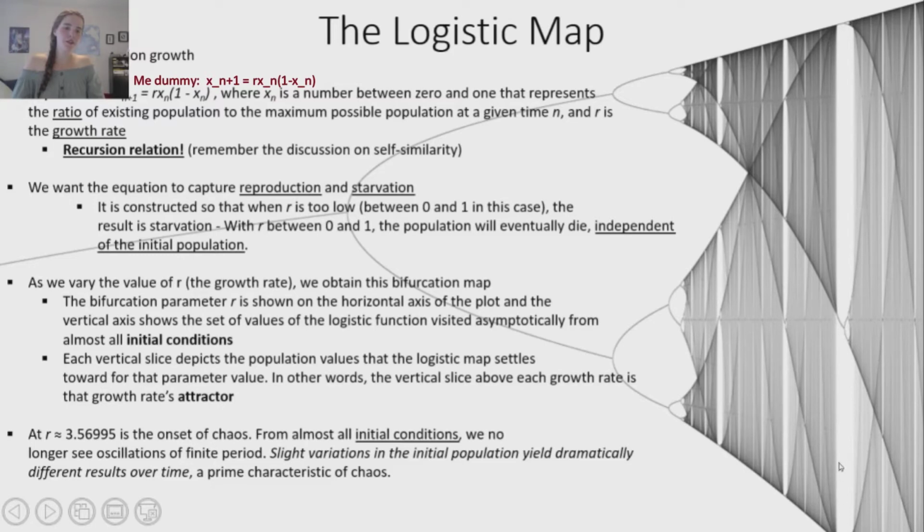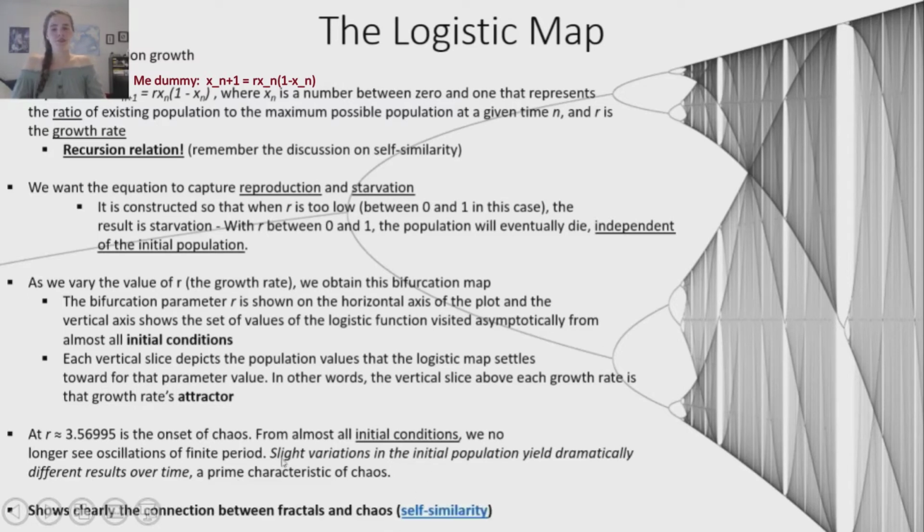I don't think you can see it. So this region here is chaos, and this region here is just another 3-point attractor, and then it goes to chaos again. From almost all initial conditions, we no longer see oscillations of finite period. That means the values that the function takes no longer oscillate between these two. It's just all over the place, right? So slight variations in the initial population yield dramatically different results over time, a prime characteristic of chaos.